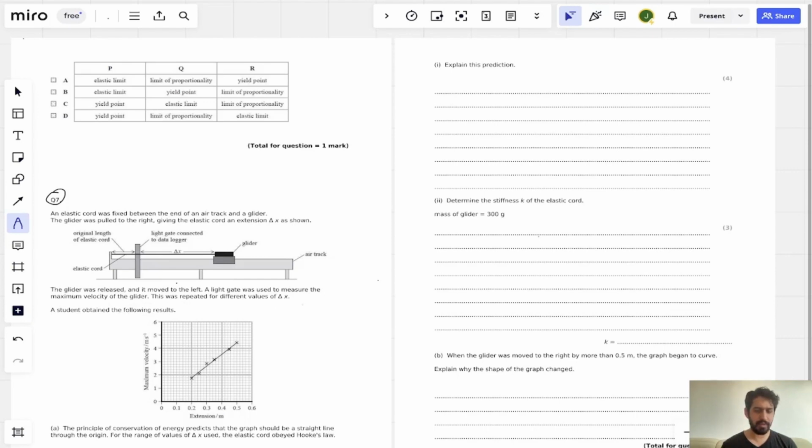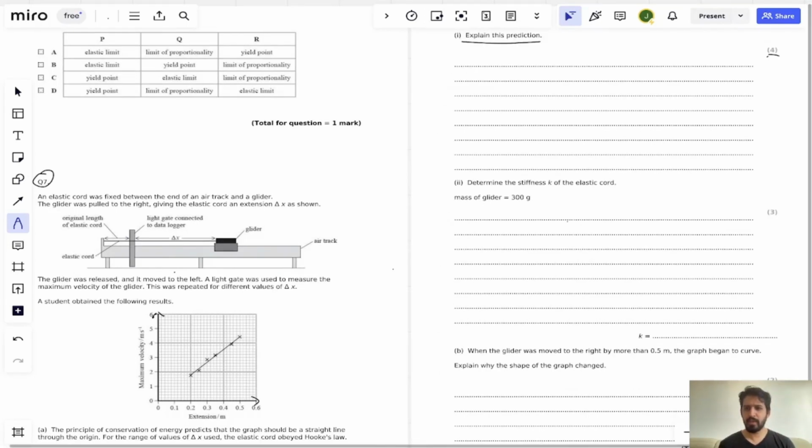This was repeated for different values of delta x. A student obtained the following results. As you can see, the results are plotted in the form of a graph, and the graph is plotted for velocity versus extension delta x. The question is, the principle of conservation of energy predicts that the graph should be a straight line through the origin. For the range of values of delta x used, the elastic cord obeyed Hooke's law. The question is, explain this prediction.